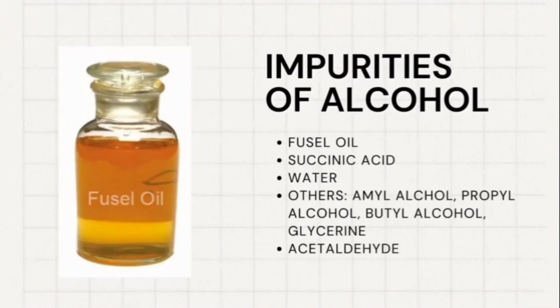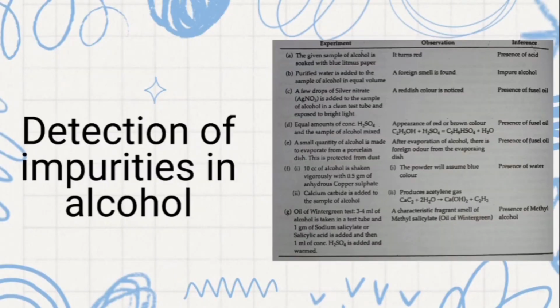Impurities of alcohol are: fusel oil, succinic acid, water, and other alcohols like amyl alcohol, propyl alcohol, butyl alcohol, glycerine, and acetaldehyde. Detection of impurities in alcohol. The given sample of alcohol is soaked with blue litmus paper. If it turns red, there is acid present in the given sample. Purified water is added to the given sample of alcohol in equal volumes, and if there is any foreign smell, it is impure alcohol.